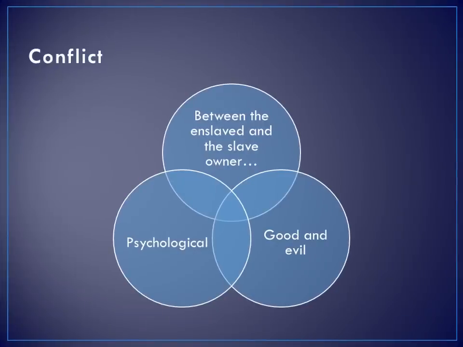Now the conflict in the play. Again, people, stay with me. We're getting there. The conflict in the play. Literally, the conflict in this particular play is between the enslaved and the slave owner. In other words, the colonized and the colonizer, the white man and the black man, those that were being exploited and those who were exploiting others. And that's the basic framework for the conflict.